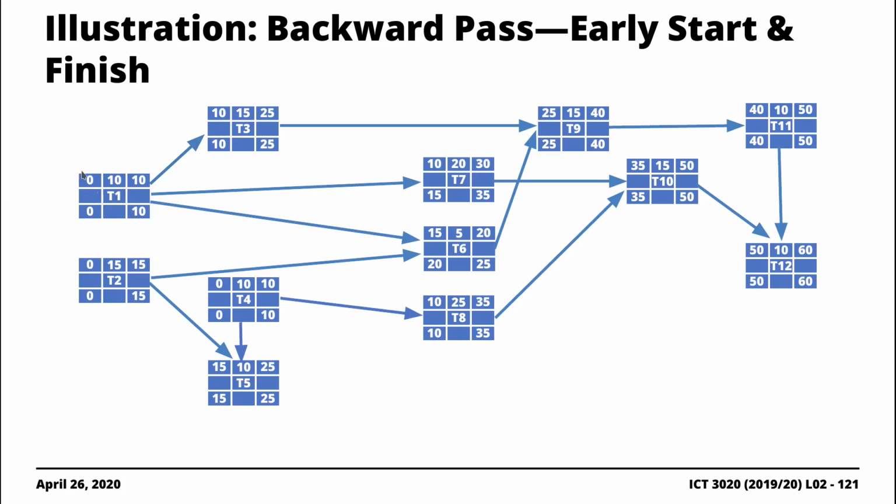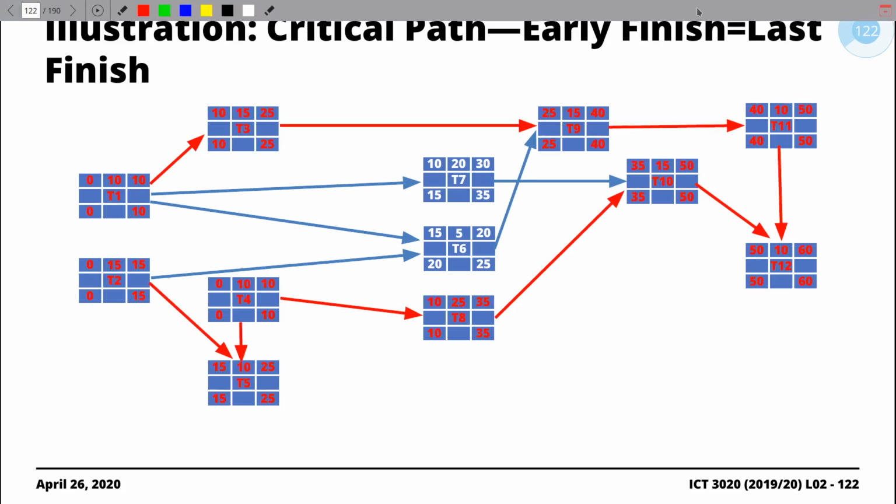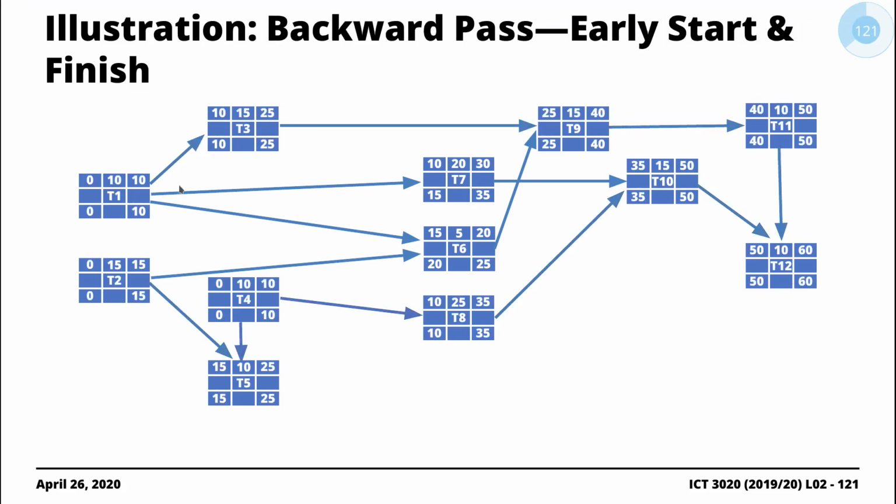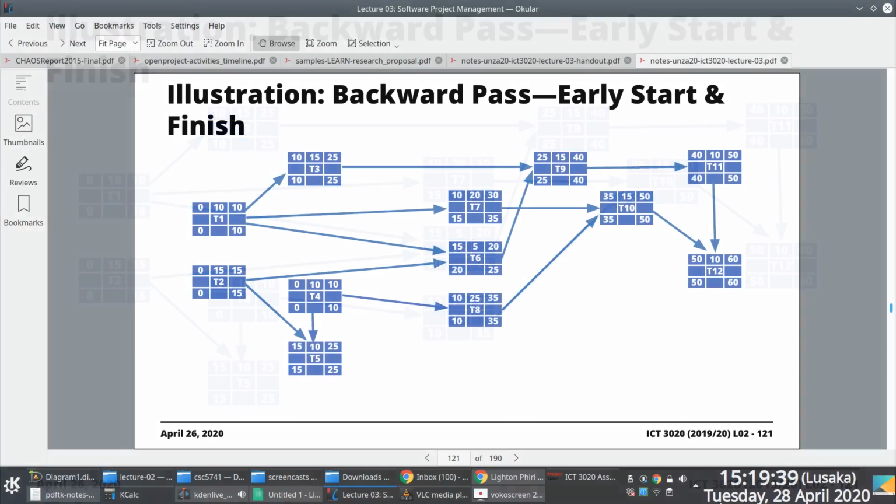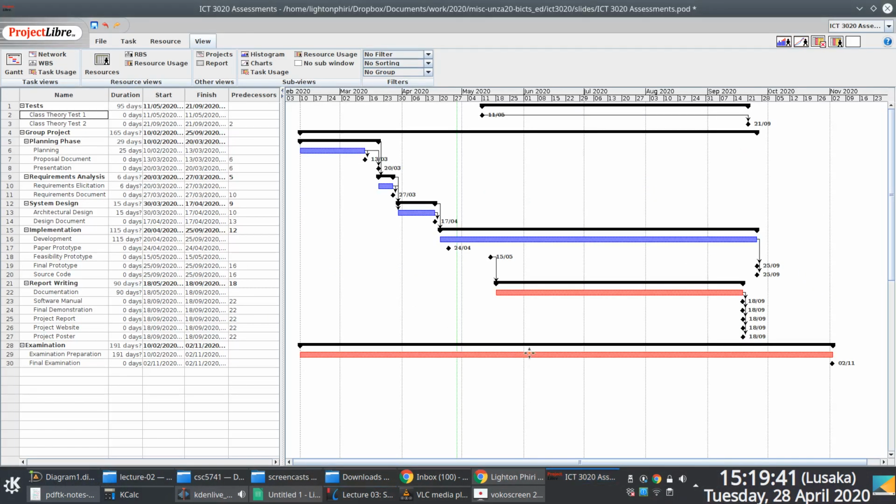So if you notice, the only thing we are missing from our activities is the slack, right? Which we're going to compute shortly. But before we compute the slack, it turns out that using the information we have right now, we can identify the critical paths. We can have more than one critical path. We saw this from this particular example, 2 critical paths.